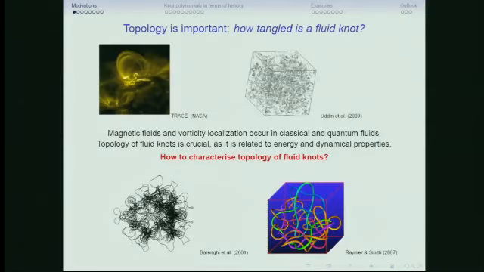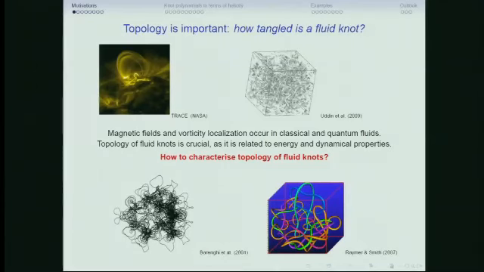All right, topology is important in fluid mechanics. In fluid mechanics, tangled fluid knots are very popular, including magnetic flux tubes, vortex filaments, and so on. For example, in solar physics, in superfluids, in ordinary fluid flows, and so on.